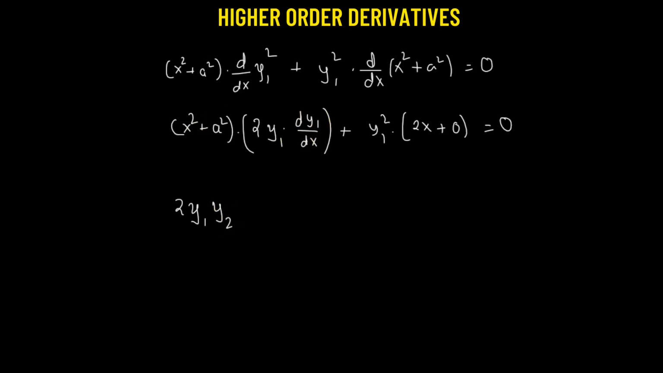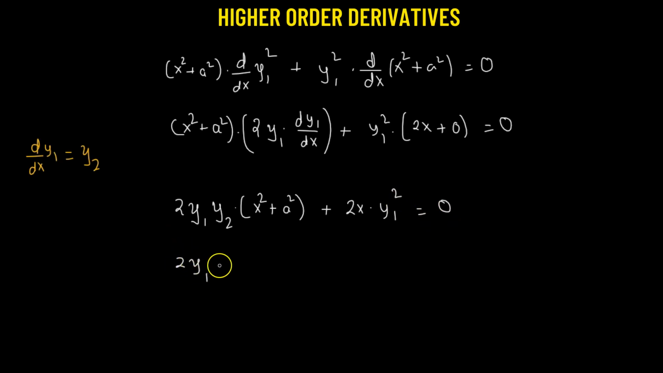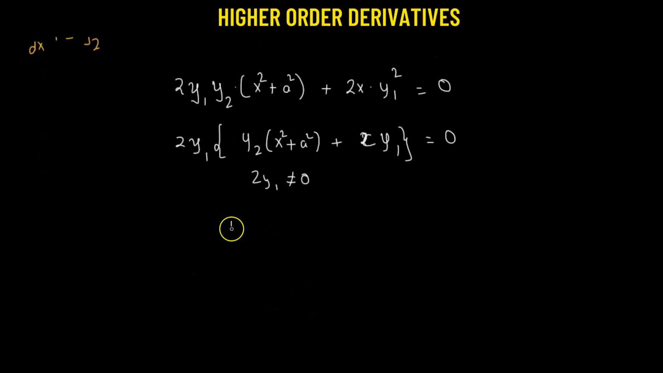So we'll replace dy1 over dx with the second derivative. Let's state it here: d/dx of y1 is equal to y2, which is simply the second derivative, multiplied by x squared plus a squared, plus 2x times y1 squared, equals 0. Now we'll take 2y1 as the common factor. So this gets multiplied by y2 times x squared plus a squared plus, we have already taken 2 as the factor, x times y1 equals 0. Now we know that 2y1 cannot be equal to 0. So that means we'll have y2 multiplied by x squared plus a squared plus x times y1 equal to 0.